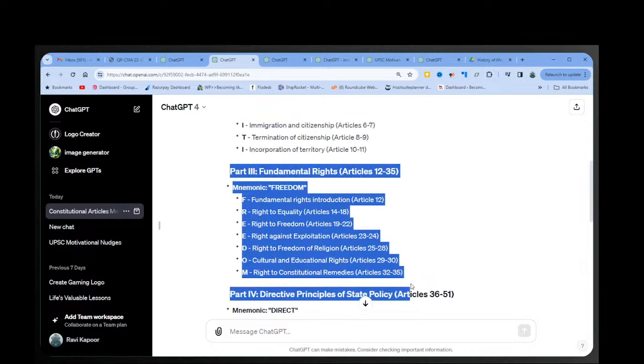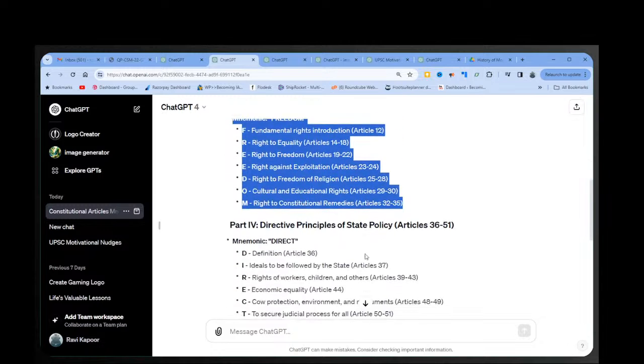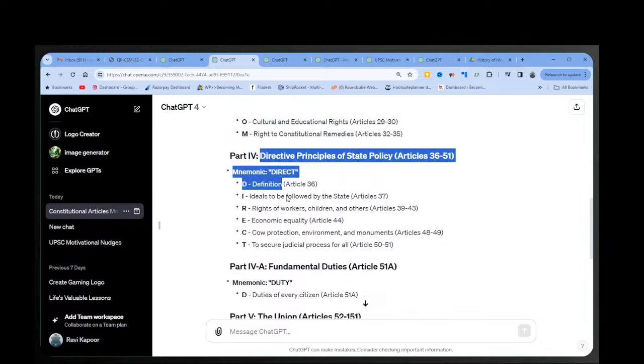अब देखिए कितना अच्छा निमोनिक बनाया है फंडामेंटल राइट्स के लिए. It is a beautiful mnemonic and it is so intuitive also. फ्रीडम निमोनिक बनाया है इसने and F stands for fundamental right to introduction, right to equality, freedom, exploitation, religion. So this is a good mnemonic. And if it does not make sense, you can give it a prompt also. You can give it a separate prompt to tell it to do what you want it to do. Similarly, so on and so forth.